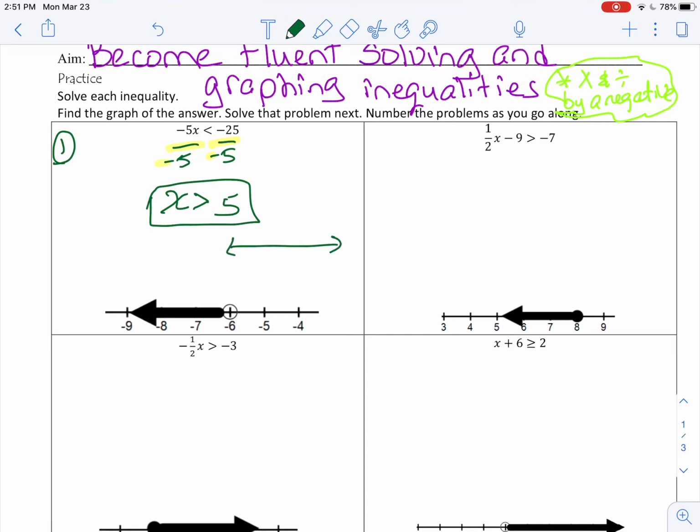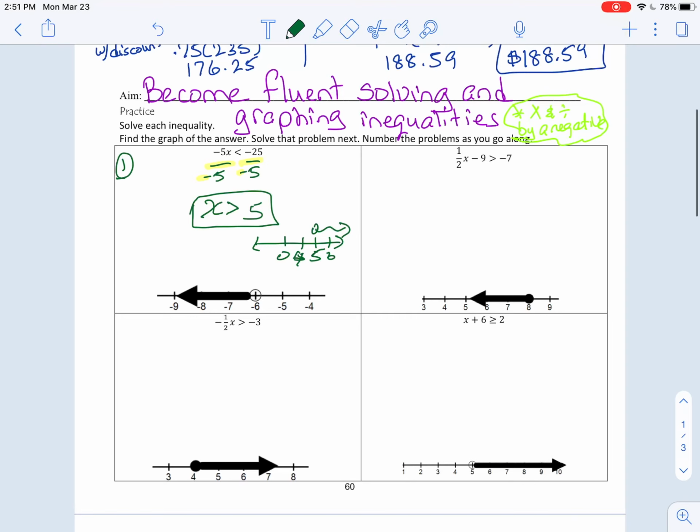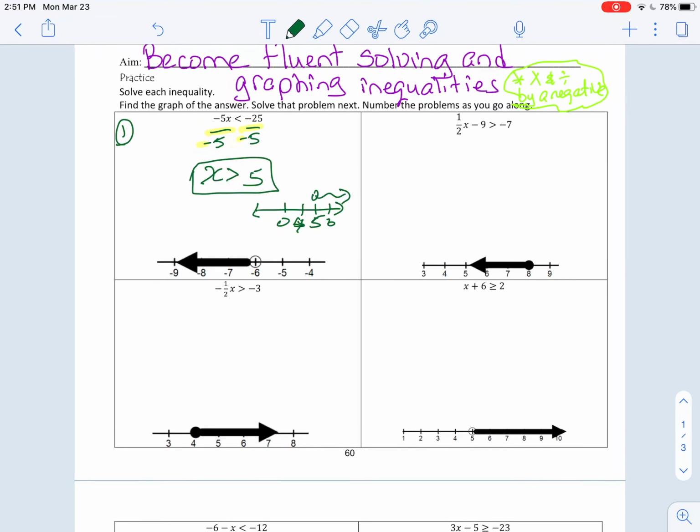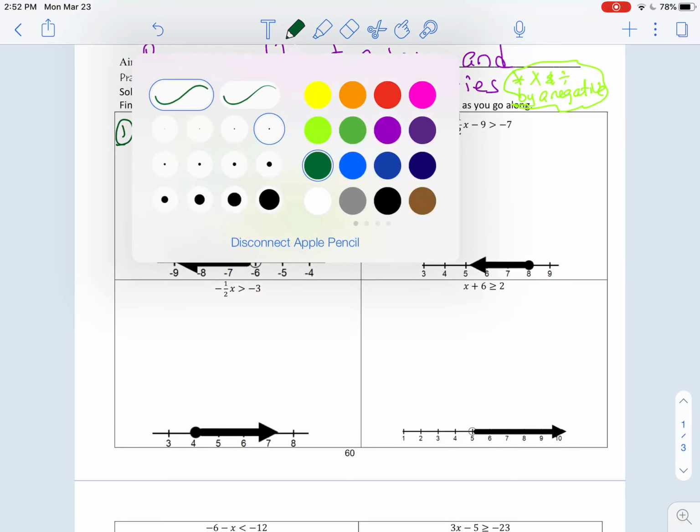Now what we have to think is, what's this graph going to look like? You can make yourself a little picture if you want. Above the 5 should be a hollow dot, and we need all the numbers that are bigger, so it's going to the right. So you're going to look at this page and the next page, and you're going to find wherever you can find this graph right here.